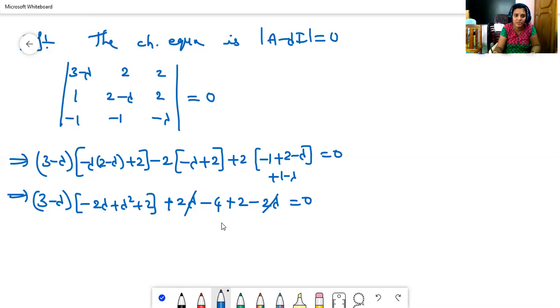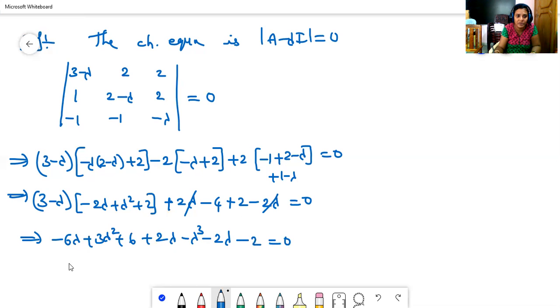Minus 2 lambda plus 2 lambda gets cancelled. Here multiply with 3 minus lambda: minus 6 lambda plus 3 lambda square plus 3 times 2 is 6, minus into minus plus 2 lambda minus lambda cube minus 2 lambda minus 4 plus 2 minus 2 equal to 0. Here, simplifying, minus lambda cube.